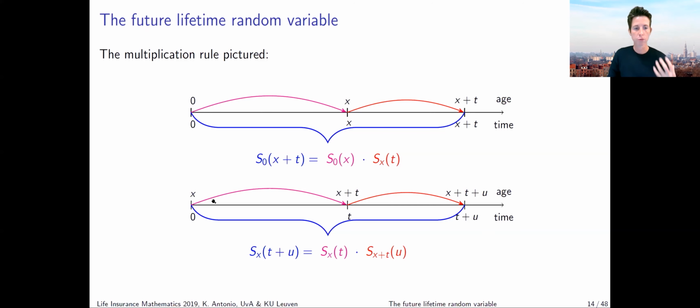If I then do the same thing for my x-year-old at time 0, do note that I now have different age versus time on my x-axis, because now I assume that my policyholder is x-year-old at time 0. And I want to know what is the probability that the blue event will take place. The fact that my x-year-old will reach age x plus t plus u, well, then the magenta event has to take place and the red event has to take place. And again, my multiplication rule pops up for the survival probabilities. Okay, so this is the first thing to keep in mind.